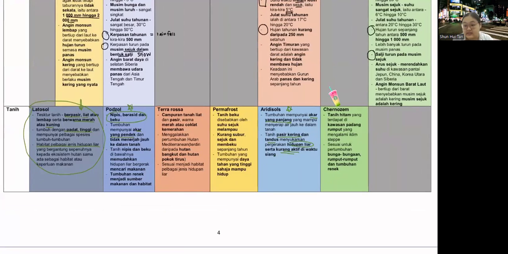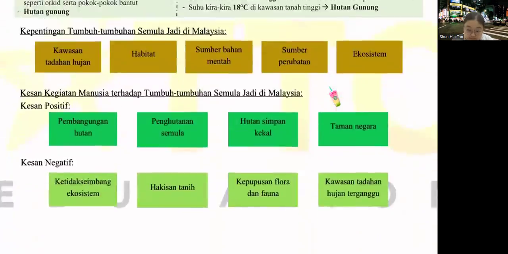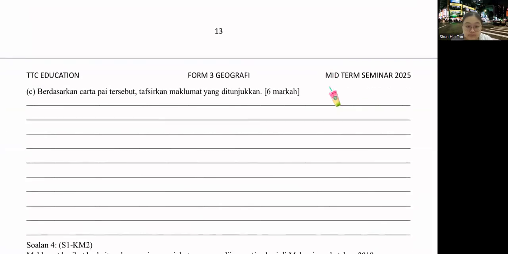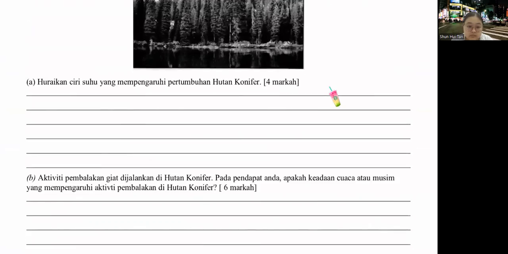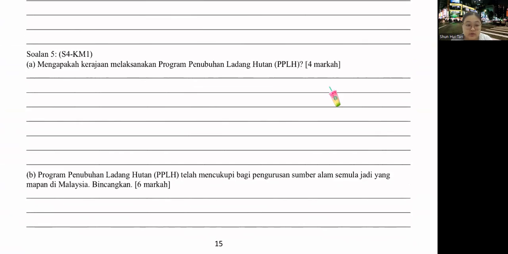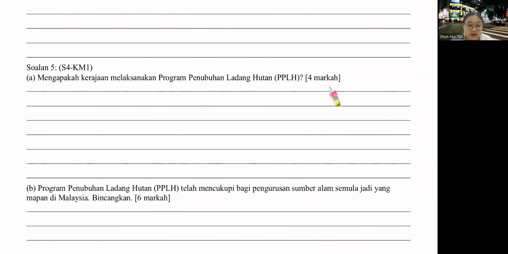All right. Other than just now I asked you to explain particular bentuk muka bumi only, or tani only, iklim only, they might also come this way. All right. You can go down to the questions like this way. Question 6. Sorry, not question 6. Question 5.